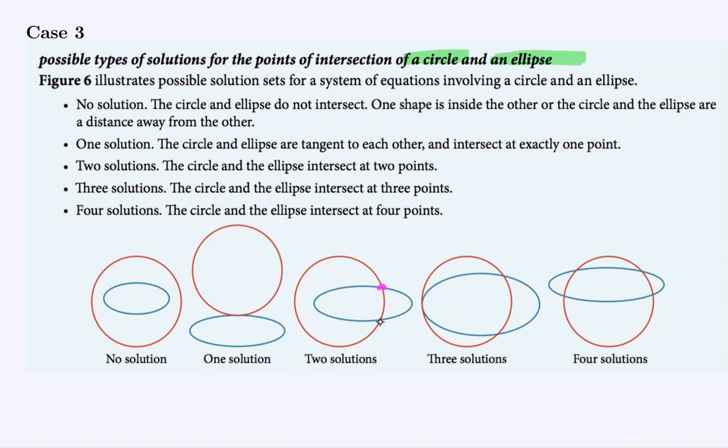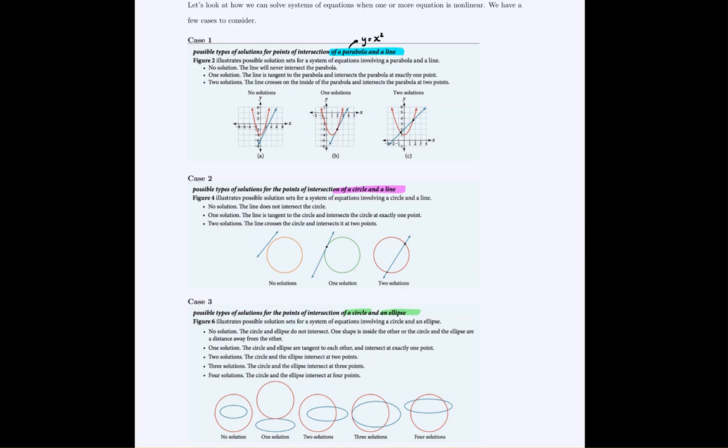They could intersect in 2 locations. They could intersect in 3. And then finally, possibly in 4. So that's just a visual identification of how many different possibilities there could be for solutions of a system of a parabola and a line, a circle and a line, a circle and an ellipse.